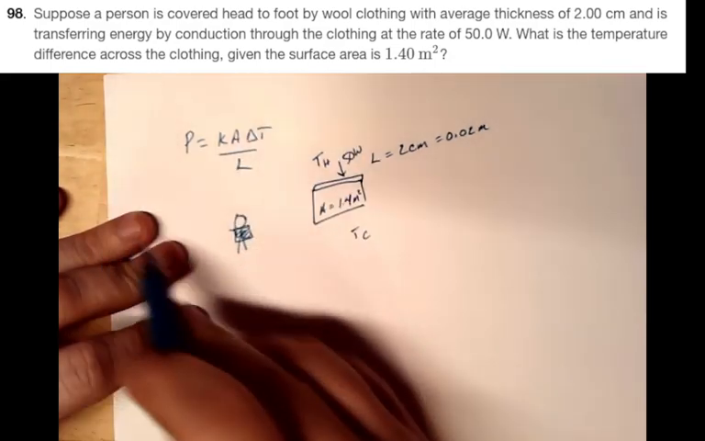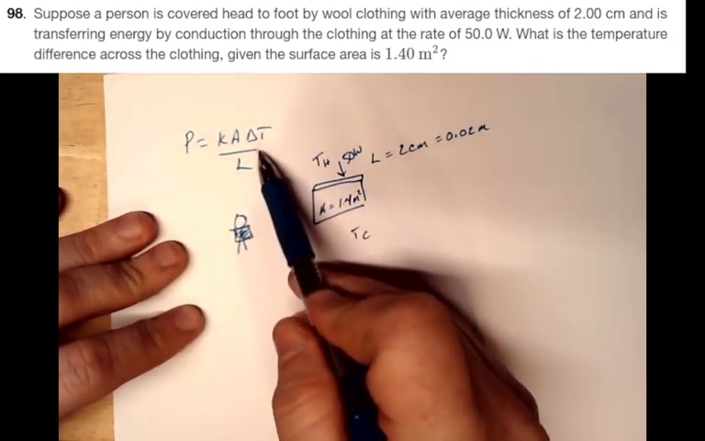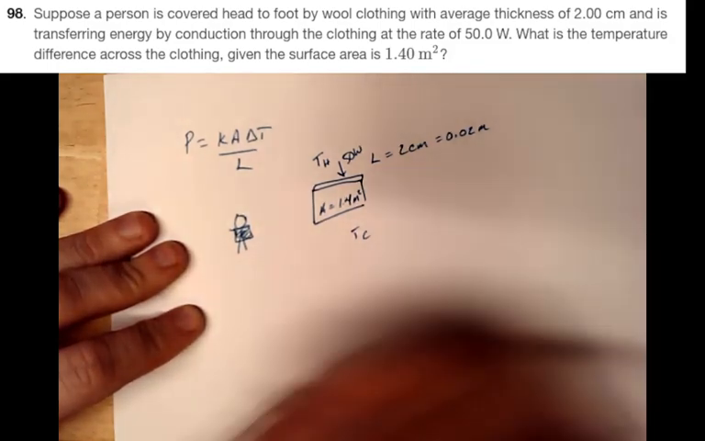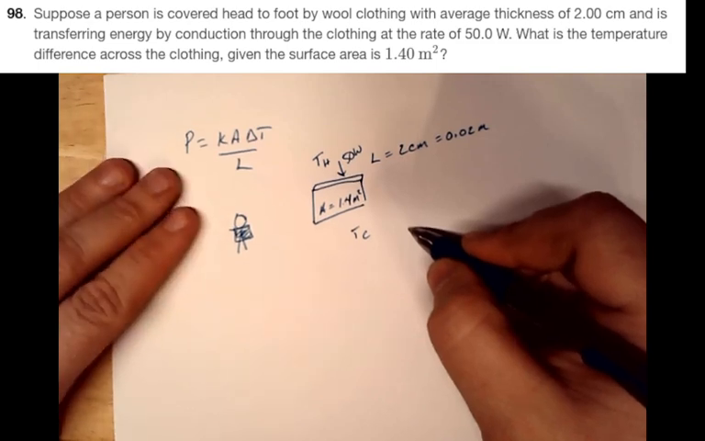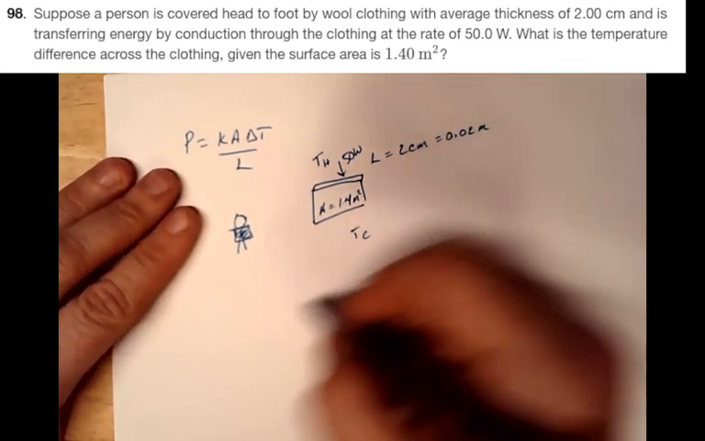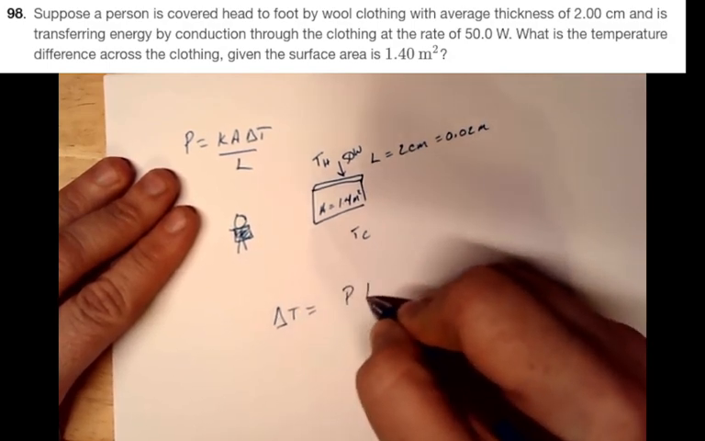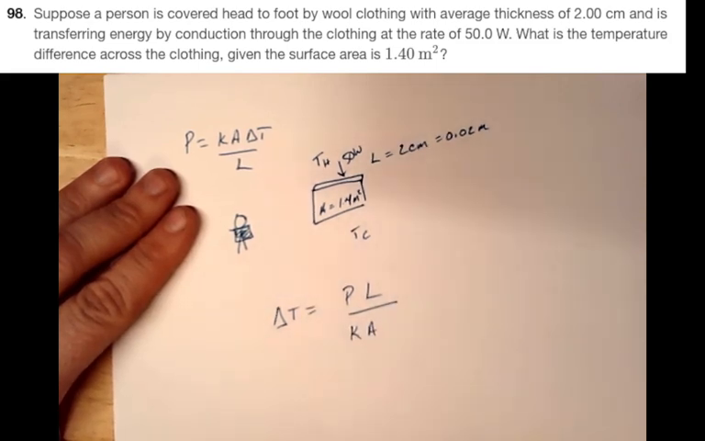So normally we might do this a little different. We know what the temperature is and ask what the power is, but this is fine. We have 50 watts leaking out. So we can look at this formula and we're like, well, I want to solve for delta T, so delta T is our power times our thickness divided by our conductivity times the area.